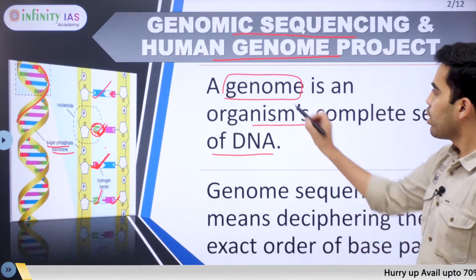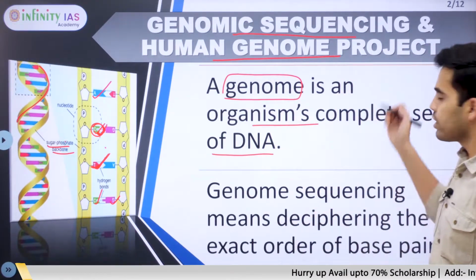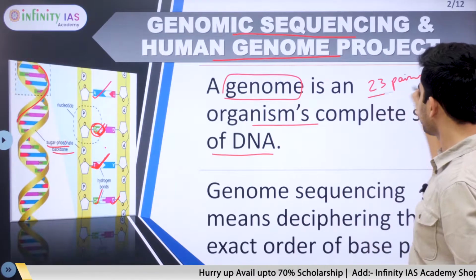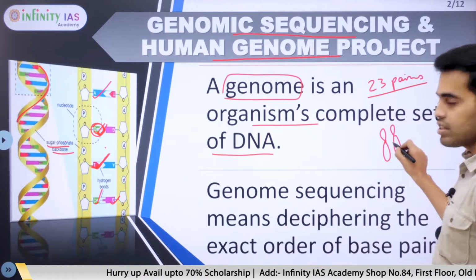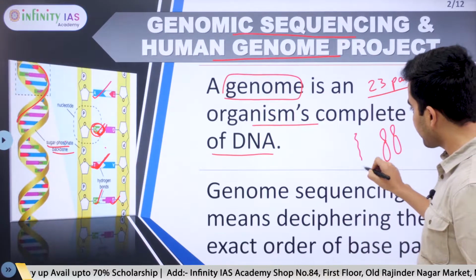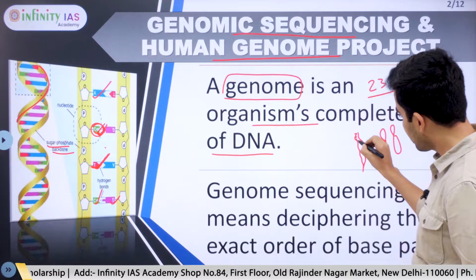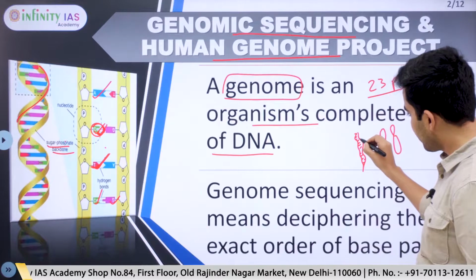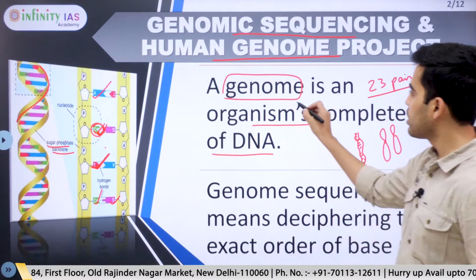So if we see, a genome is an organism's complete set of DNA. We know that a human cell has 23 pairs of chromosomes. This is a pair, we have 23 pairs like this. And each chromosome will have chromatin. And each chromatin thread is made up of millions of base pairs. So this entire sequence of 23 pairs of chromosomes is the genome.